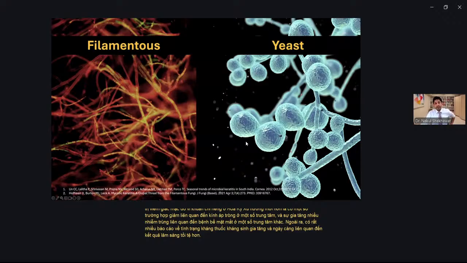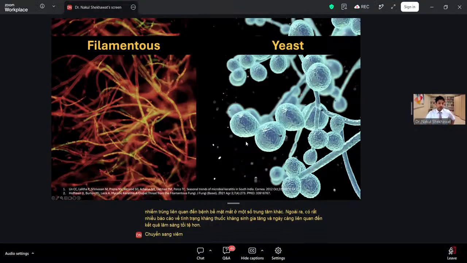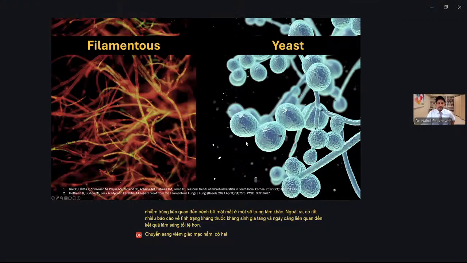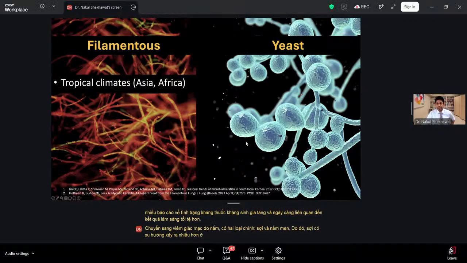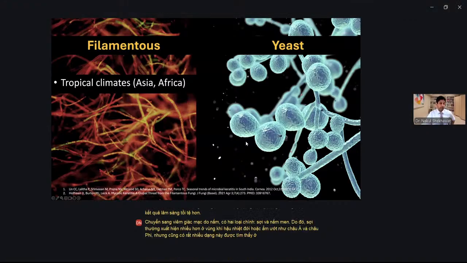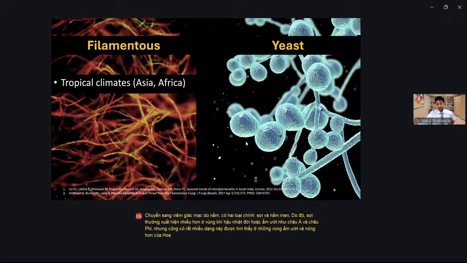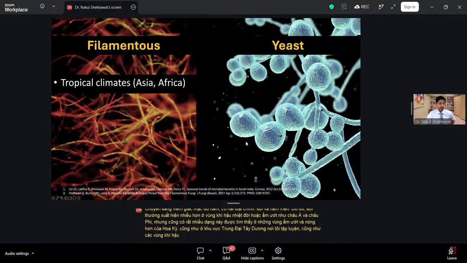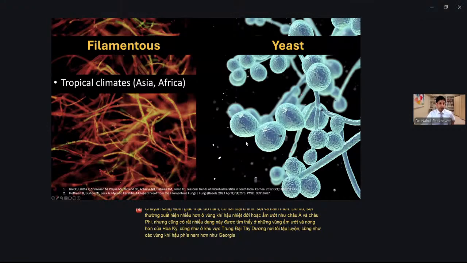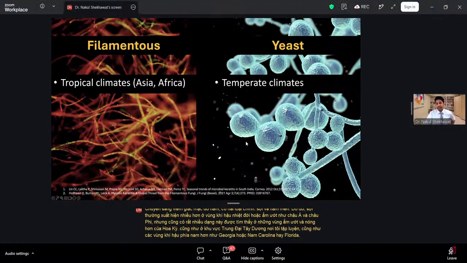Moving on to fungal keratitis, there are broadly 2 categories, filamentous and yeast. So filamentous tends to occur more in tropical or humid climates like in Asia and Africa, but there's plenty of it to be found in more humid and hot parts of the US as well, including in the mid-Atlantic region where I practice, as well as more southern climates like in Georgia or South Carolina or Florida. Temperate climates tend to have more yeast keratitis.